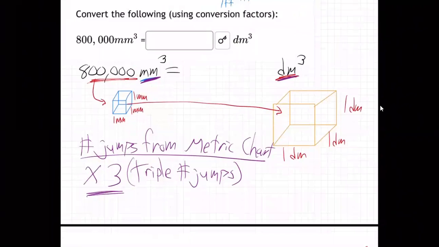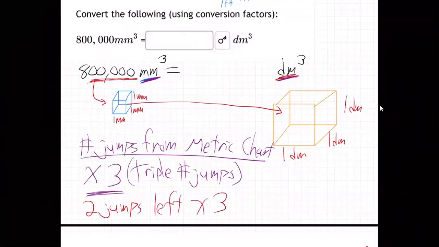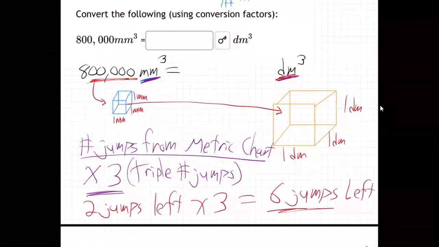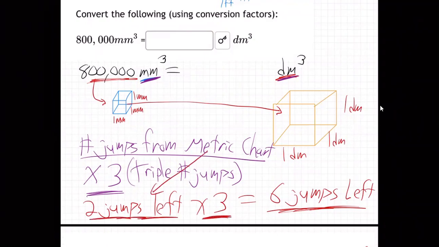So it's going to be 2 jumps left times 3 equals 6 jumps left. It's going to be 6 jumps left altogether. Is that making sense? We just take the number of jumps from the metric chart, 2 jumps left, and then we triple it, 6 jumps left.